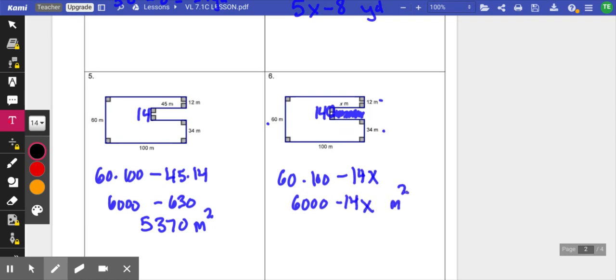If you cut it up, it still should work out the same. Just wherever you put the 45, you got to put the x instead. All right, next page.